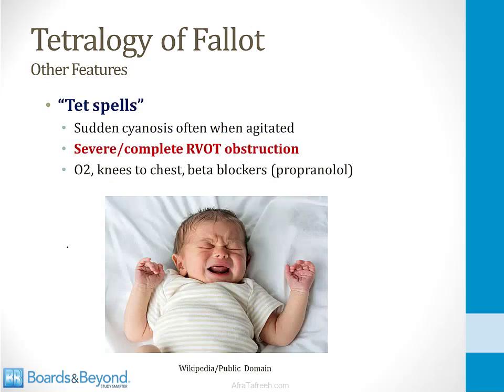In addition, babies and children with tetralogy of Fallot often suffer from something known as TET spells. This is sudden severe cyanosis that occurs when the child gets agitated.